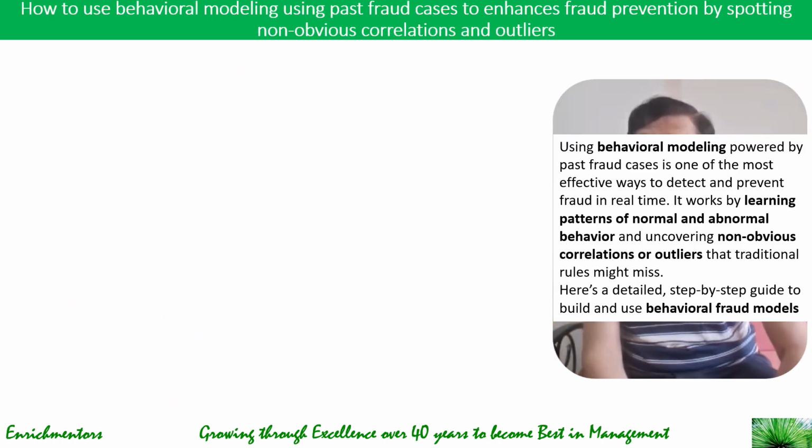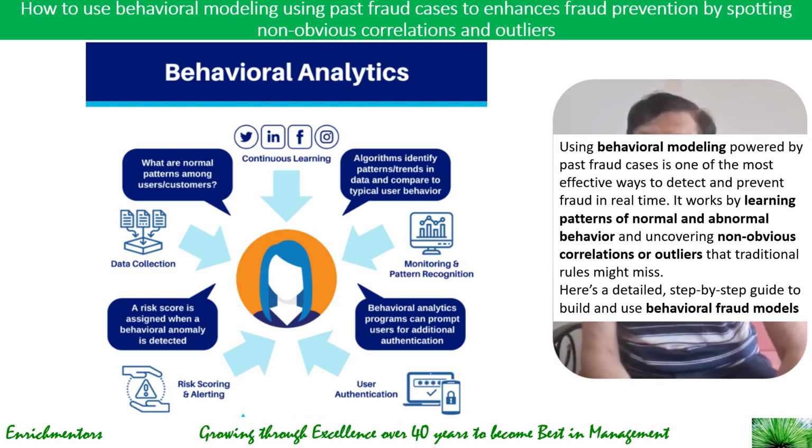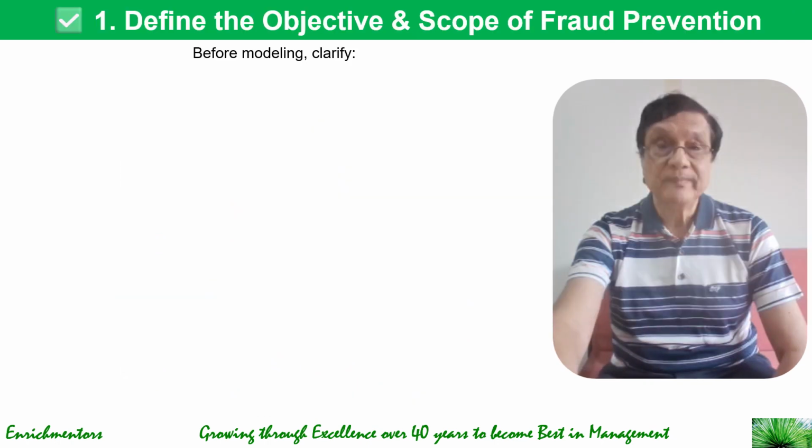Using behavioral models powered by past fraud cases is one of the most effective ways to detect and prevent frauds in real time. How does it work? It works by learning patterns of normal and abnormal behavior and uncovering non-obvious correlations or outliers that traditional rules might miss. Now, let's take a look at the detailed steps that you can take to build and use behavioral fraud models.